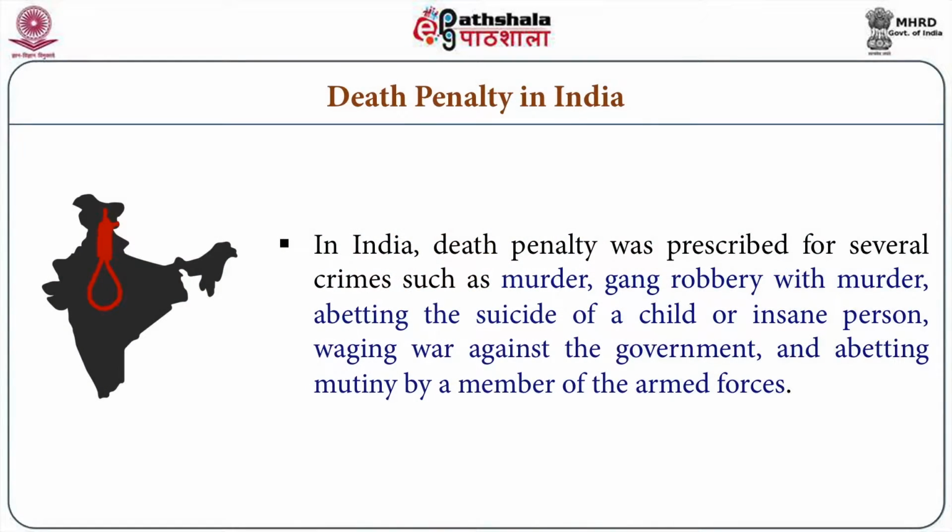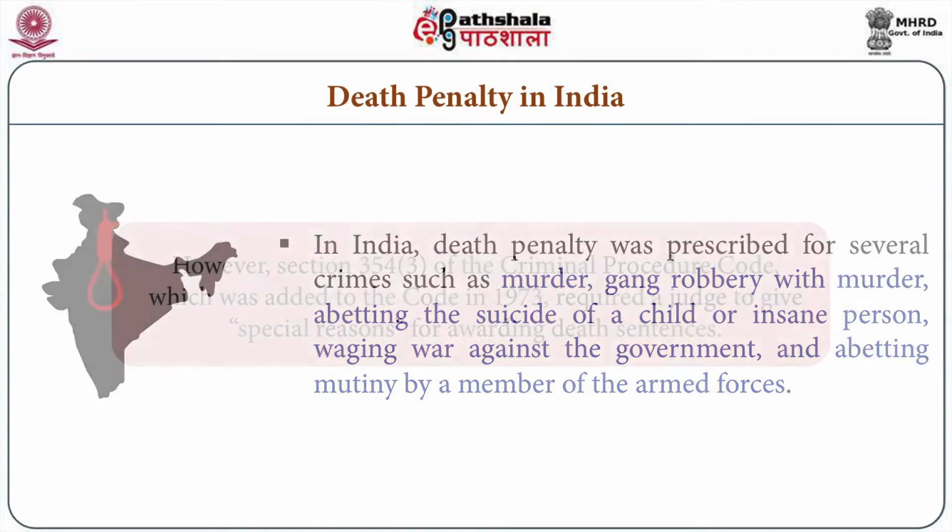In India, the death penalty has been prescribed for several crimes such as murder, gang robbery along with murder, abetting the suicide of a child or an insane person, waging war against the government, abetting mutiny in the armed forces, and at various times the penal code has been modified in order to incorporate new justifications for the death penalty, for example, gang rape with murder and so on.